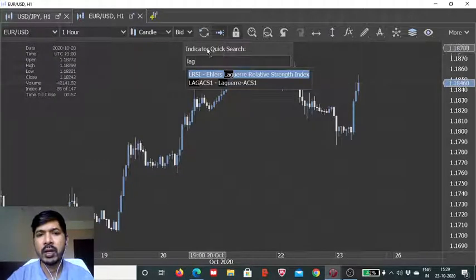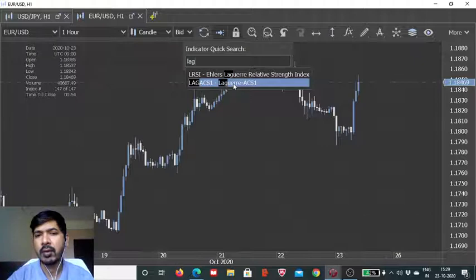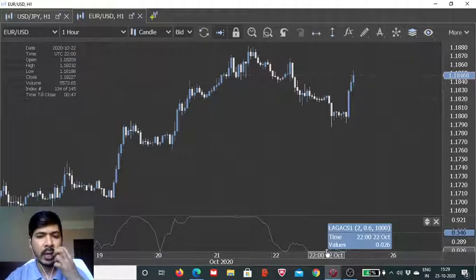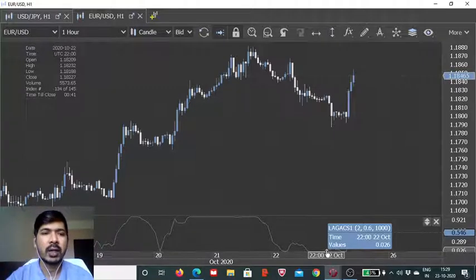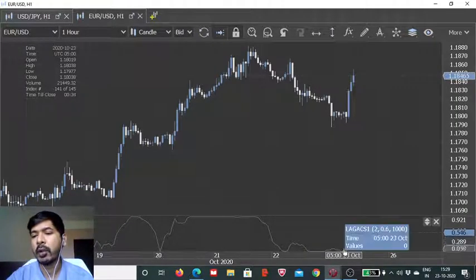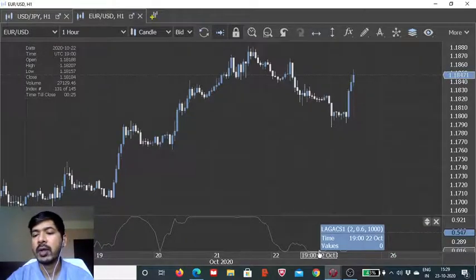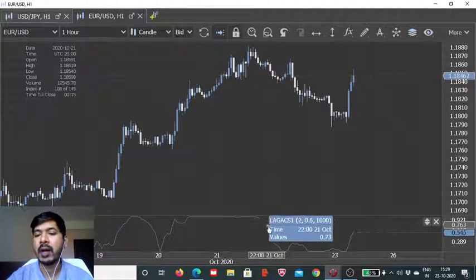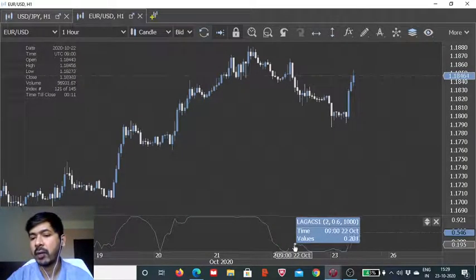You can simply do a quick search for the indicator, and here it is, Laguerre ACS1. This is the default combination: the MA is at 2, the coefficient, the gamma value, is at 0.6, and the lookback period is 1000. That means the last 1000 candles of 1 hour each are taken into consideration while calculating the indicator's output value. Depending on the coefficient value, we will see differential lag in the output value for this indicator, and the MA period also has its impact.